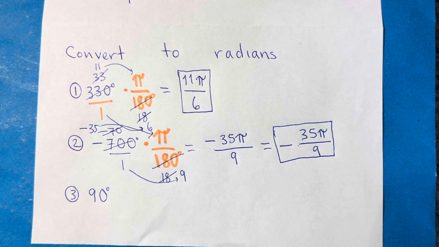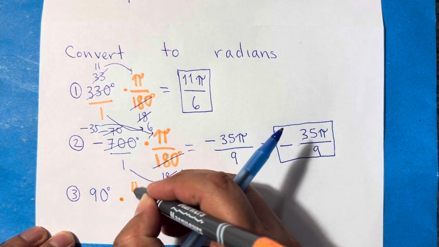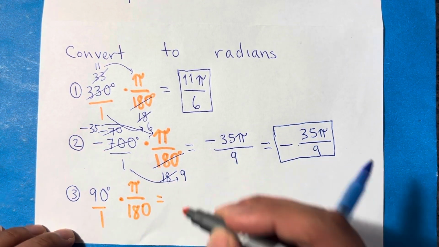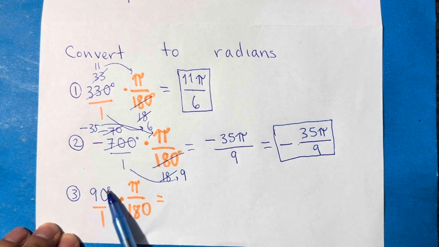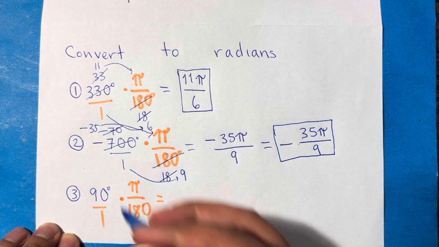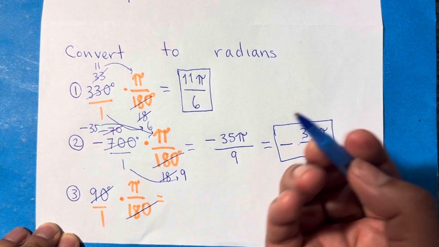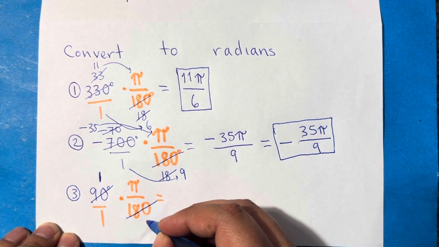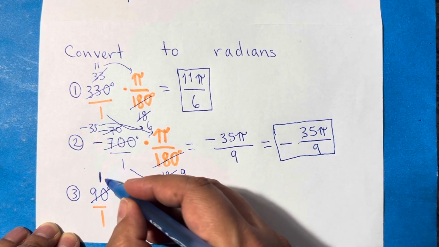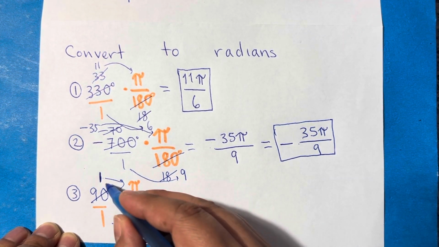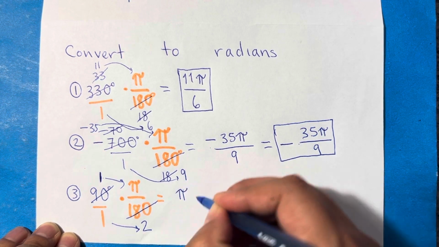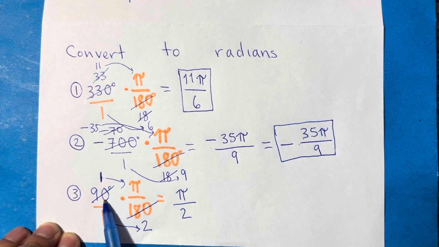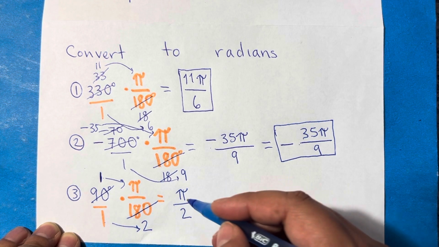For the last one, again, we multiply by pi over 180. Put this one over 1. So in this case, 90 degrees and 180 degrees both are divisible by 90, which gives 1. And 180 divided by 90 is 2. We multiply straight. 1 times pi is pi. And 1 times 2 is 2. So 90 degrees in radians is pi over 2.